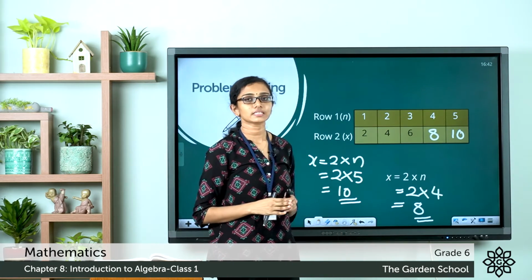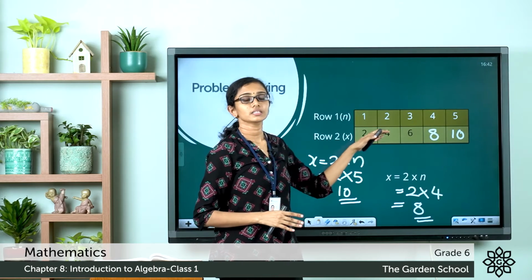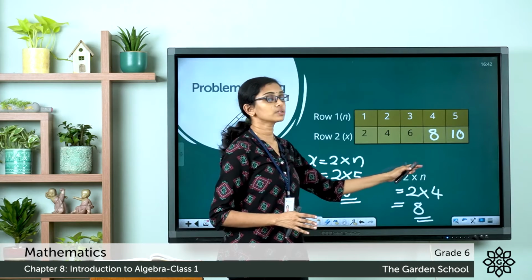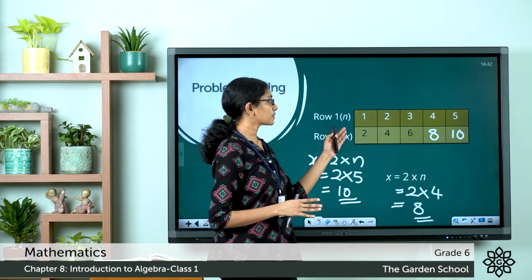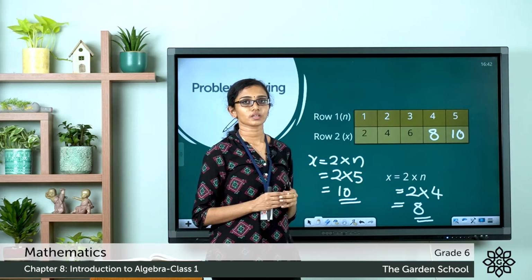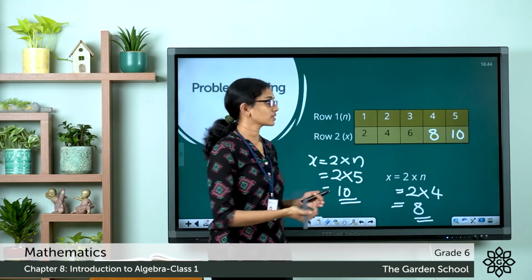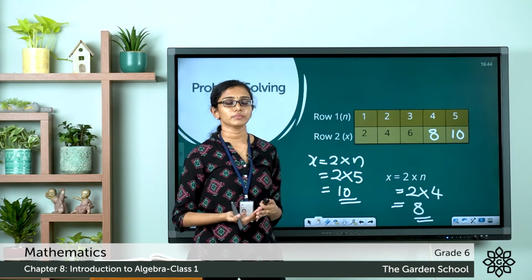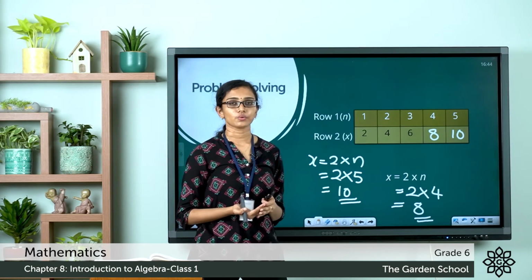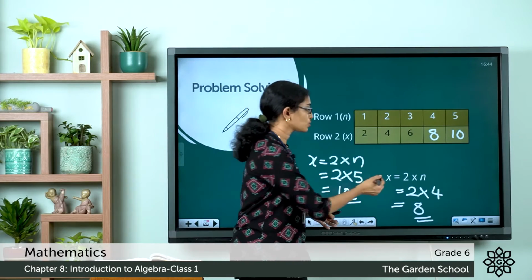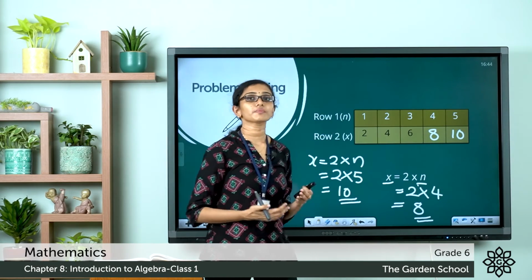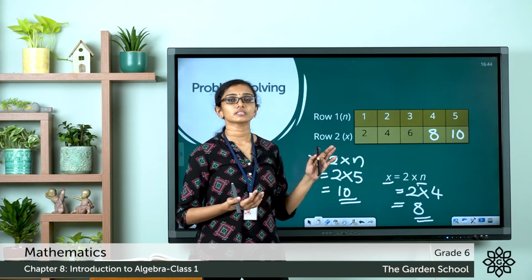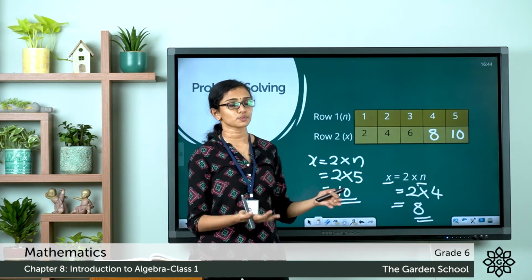So you can see the numbers in the second row follow a pattern rule, that is x is equal to 2 times n, where n represents the numbers in the first row. So in this problem, these two numbers were unknown to us. We had to find the numbers based on the pattern rule. And we used two letters here to form the pattern rule or to form a mathematical expression to solve this problem, to find the solution to this problem.